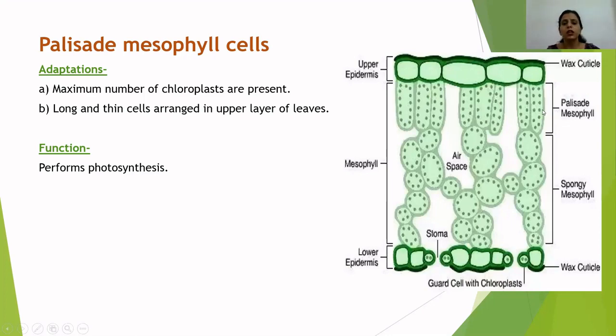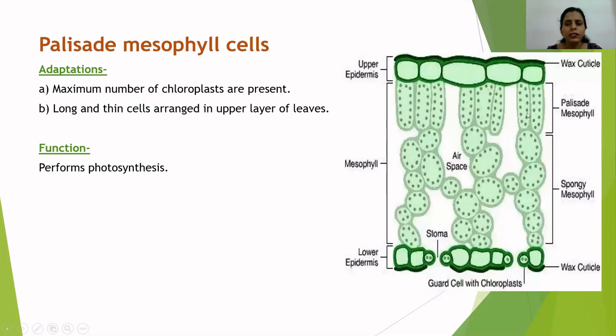Palisade mesophyll tissue. Now the function of this Palisade mesophyll cell is very simple to understand, because as they are present in leaves, definitely they are going to perform photosynthesis. So for these Palisade mesophyll cells, the adaptation is they have the maximum number of chloroplasts present in them, because these chloroplasts help in performing photosynthesis.